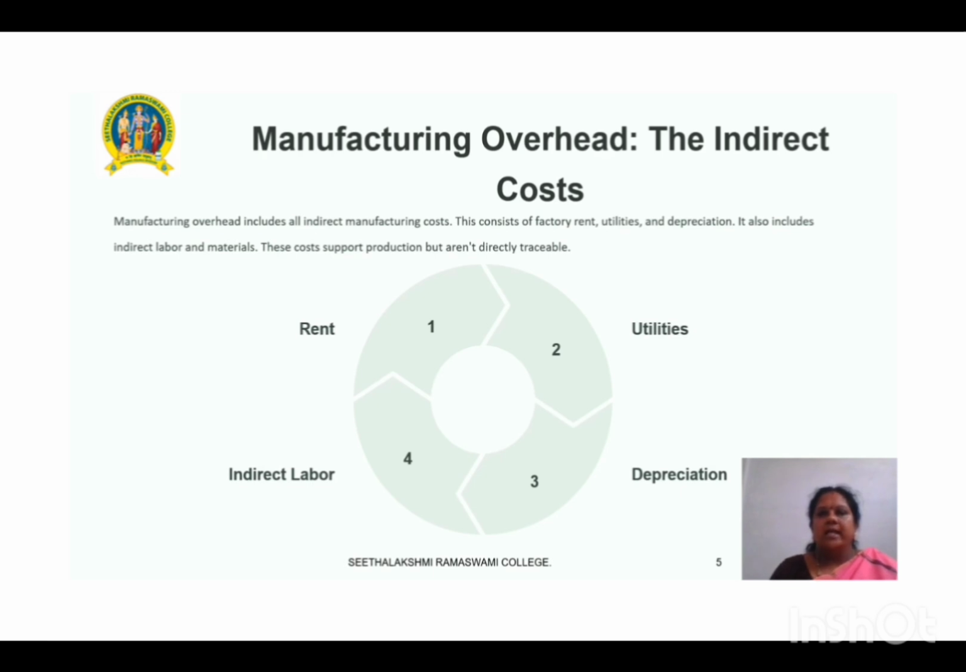Manufacturing overhead, the indirect cost. Manufacturing overhead includes all indirect manufacturing costs. They are factory rent, utilities, and depreciation. These costs support production but are not directly traceable.